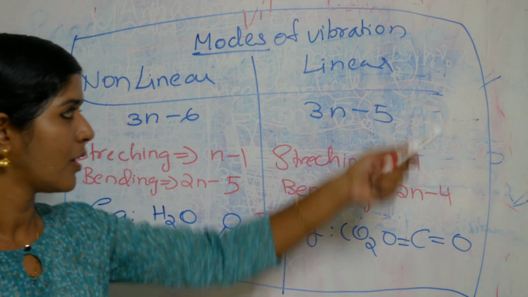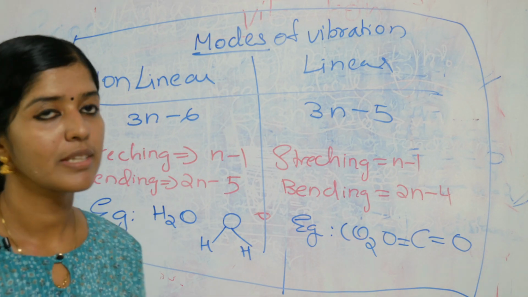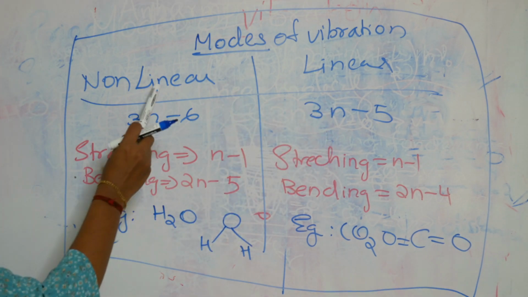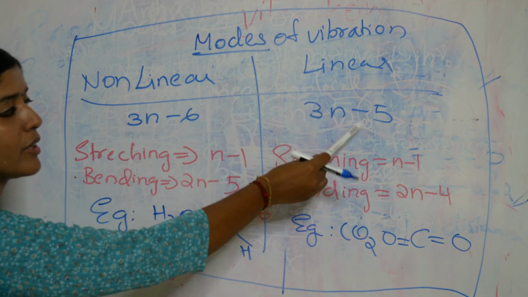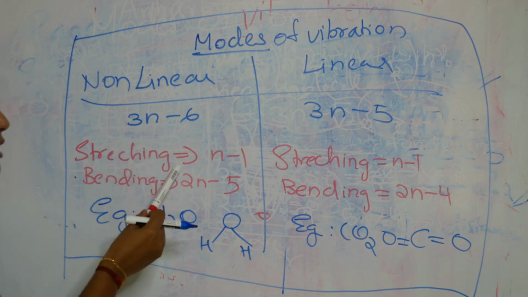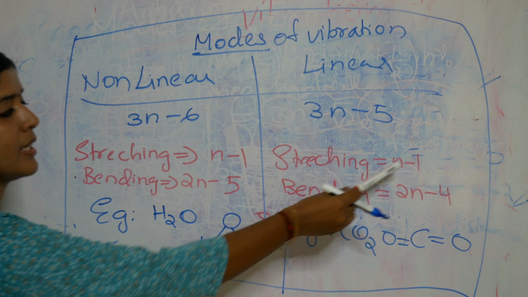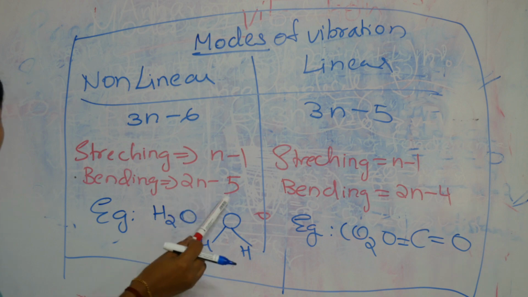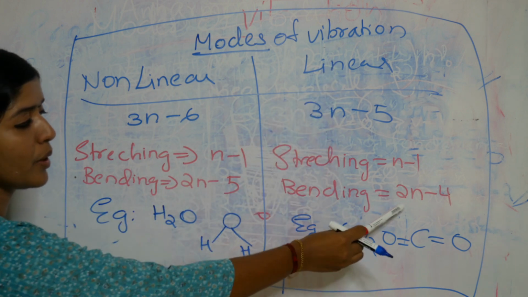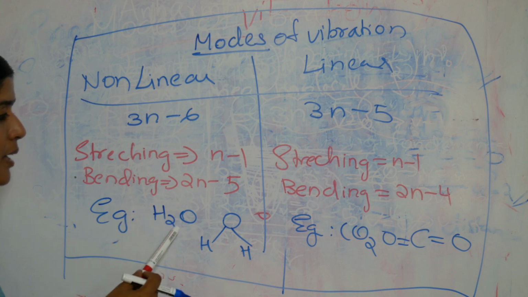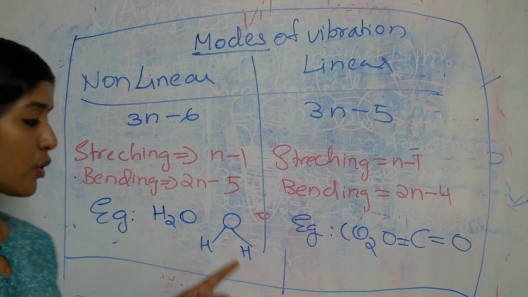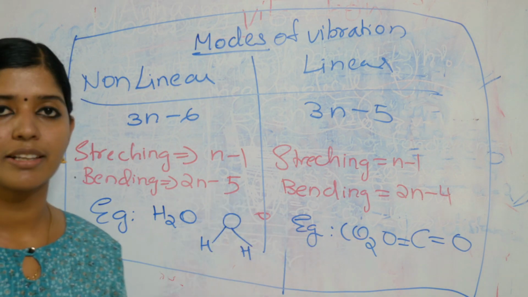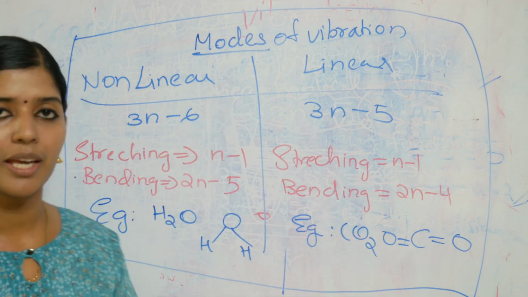We have just tabulated all the stuff into one table. It will be easy for you to study. So, the number of modes of vibration for a non-linear molecule is 3n minus 6, and for a linear molecule it is 3n minus 5. For stretching, the number of frequencies can be calculated using the equation n minus 1 for both linear as well as non-linear. Bending modes of vibration for non-linear is 2n minus 5, and for linear it is 2n minus 4. The example for non-linear is the water molecule, and for linear it is carbon dioxide. Also draw the structures on the side, because otherwise when you are learning you will get confused. Both are having 3 atoms, then how did one become linear and the other non-linear.